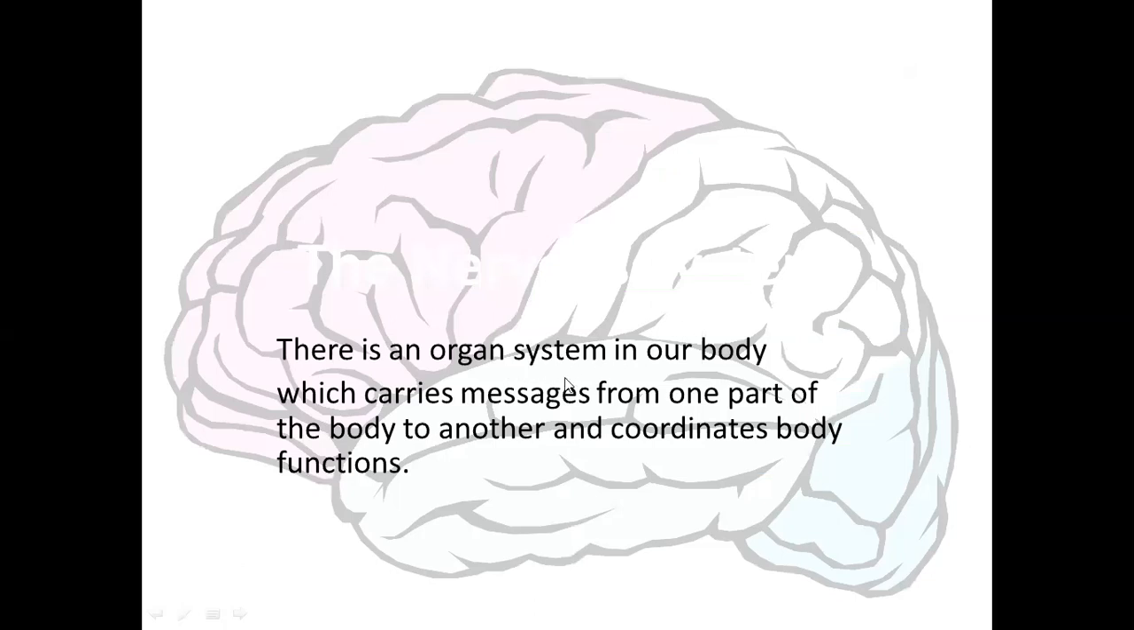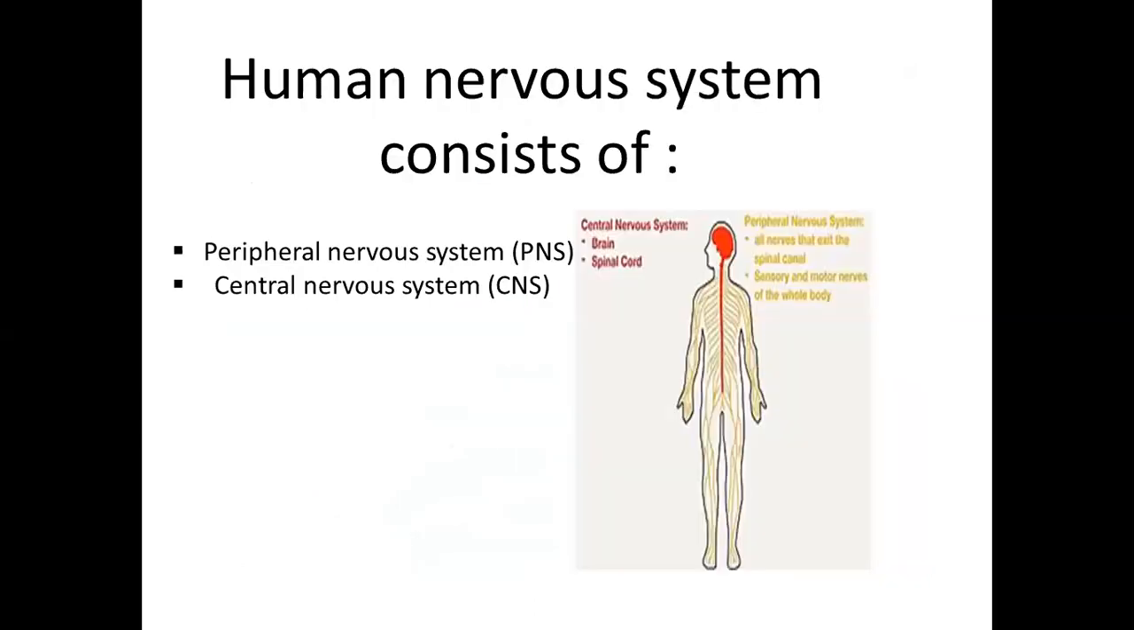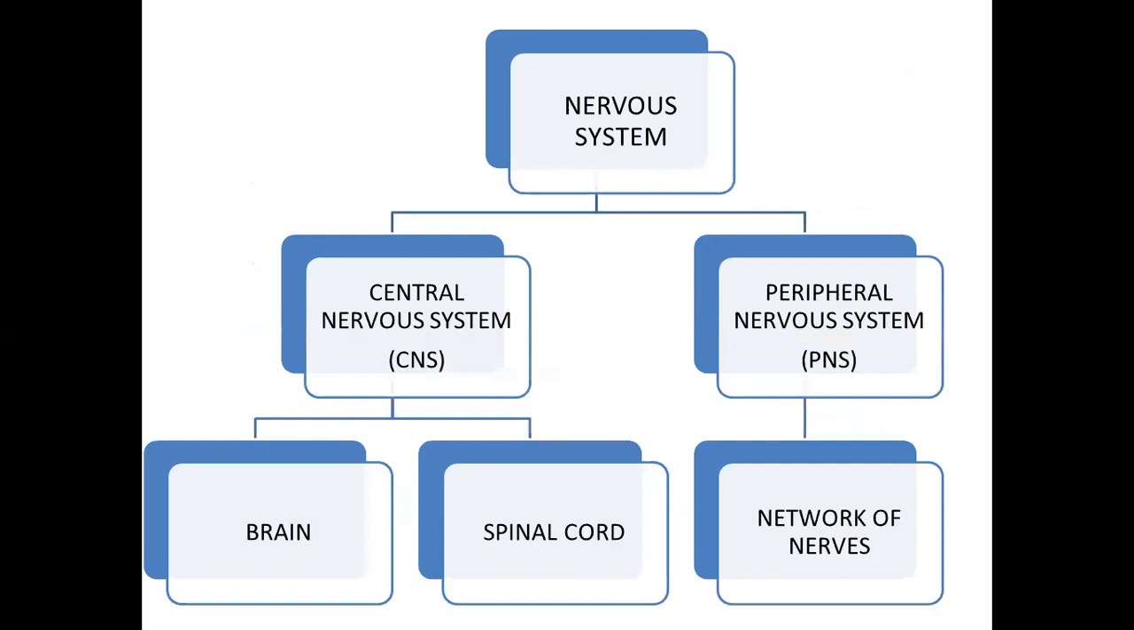Simply an organ system which carries messages from one part of the body to another. Why? Simply to coordinate different functions of our body. Again, the review from the previous knowledge: the human nervous system actually comprises the peripheral nervous system, that is PNS, and the central nervous system, that is CNS. You have talked about it. This is the same slide which we have already discussed.